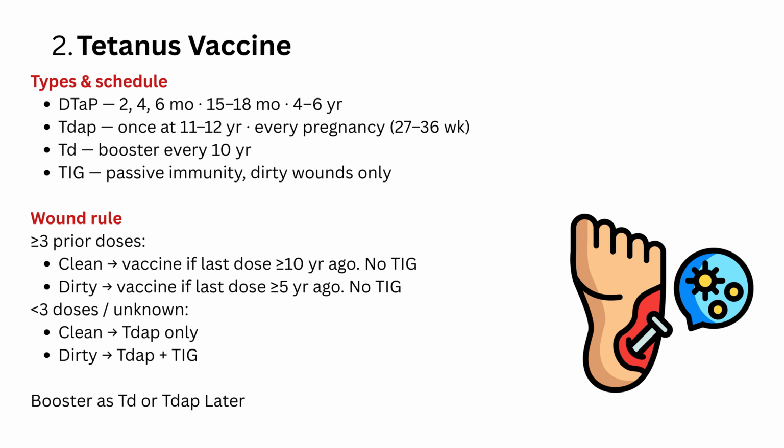After this, routine protection is maintained with Td or Tdap boosters every 10 years. So the key idea is simple. Clean wounds usually just need a vaccine update, while dirty wounds require you to carefully check history and add TIG if protection is not complete.